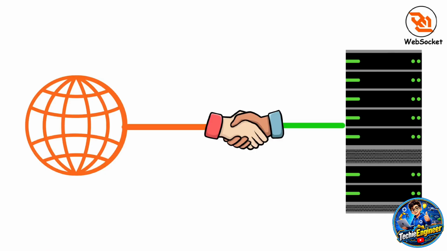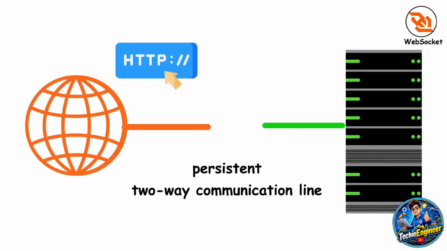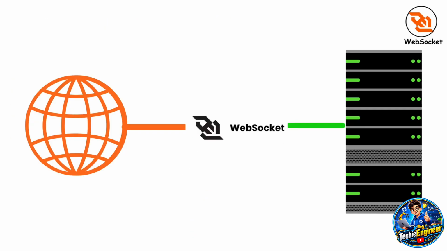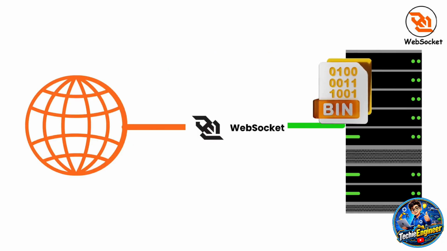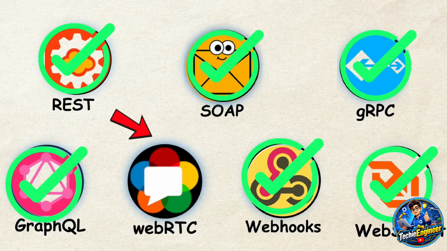This gives you a persistent two-way communication line, which is perfect for real-time applications. Unlike regular HTTP, where the client always initiates, WebSockets allow the server to push data to you the moment something happens. Think about getting a stock price update, a chat message, or a game event the instant it occurs. That's the power of WebSockets. And it's flexible too. You can send plain text, JSON for structured data, or even binary files like images and videos.